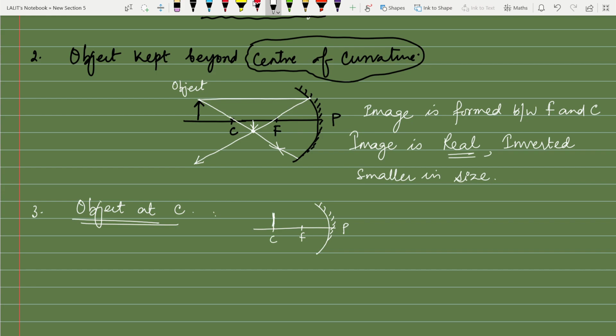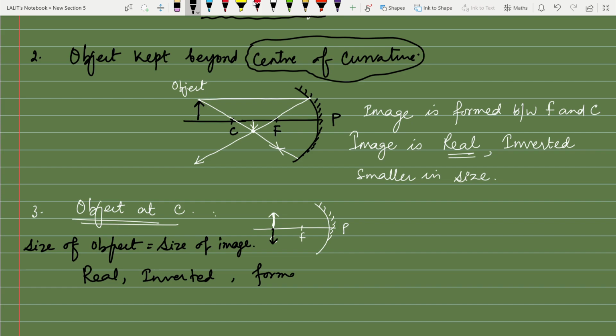If you keep the object at center of curvature this way, you will find that the image also is formed just below the center of curvature, and the size of the object would be equal to the size of the image, and it would be real, and if it is real, it would be inverted and formed at C. So you can try this yourself. This is for you to try. Let us move on to the fourth one, object between F and C.